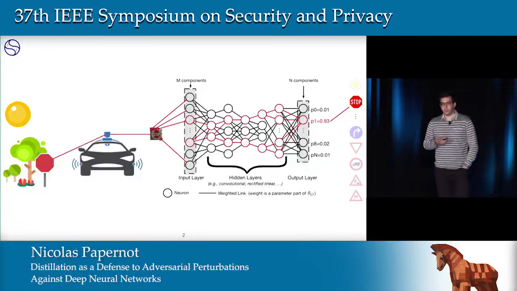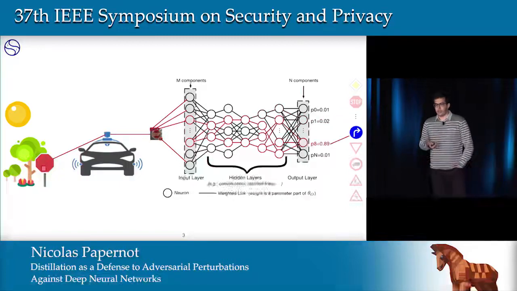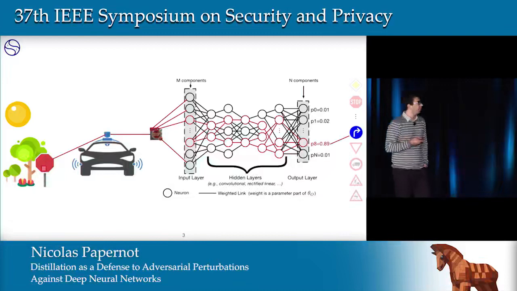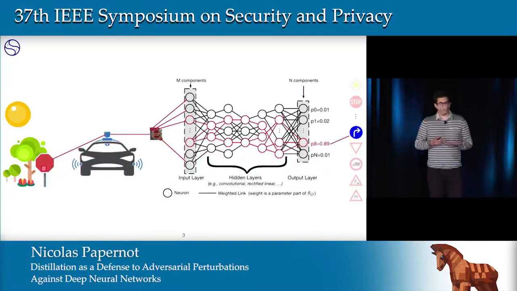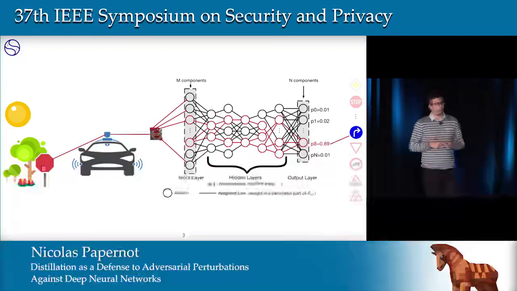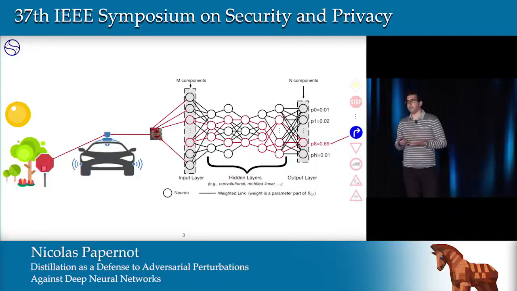For instance, here you have an image of a stop sign, which is correctly processed by the model. And now, if I consider an adversary capable of introducing this perturbation to the image, the adversary is able to force the model to produce the wrong class. And previous work has shown that this is possible with indistinguishable perturbations and very reliably.